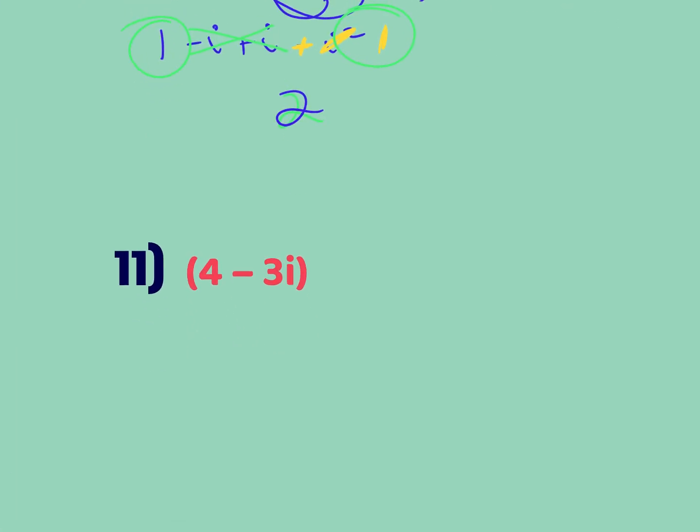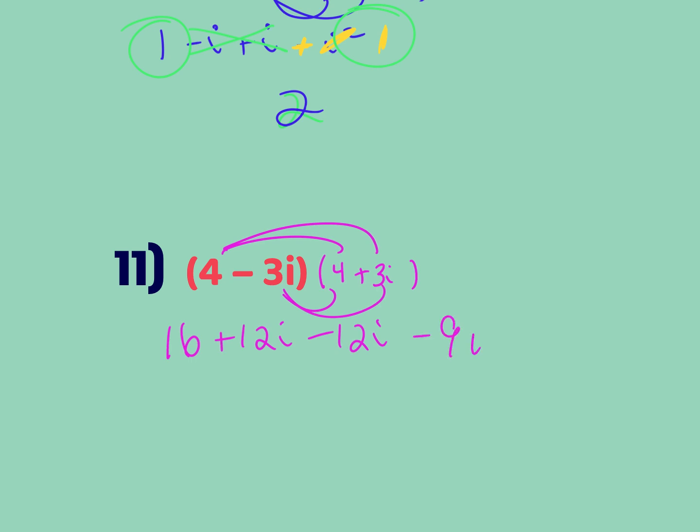So what's the complex conjugate here for 4 minus 3i? 4 plus 3i. Perfect. So FOIL. 4 times 4 is 16. 4 times 3i, plus 12i. Negative 3i times 4, minus 12i. Negative 3i and positive 3i, minus 9i what? Squared. I see i squared. What do we do? Cross it off and change the sign. So real with real. What's 16 plus 9?